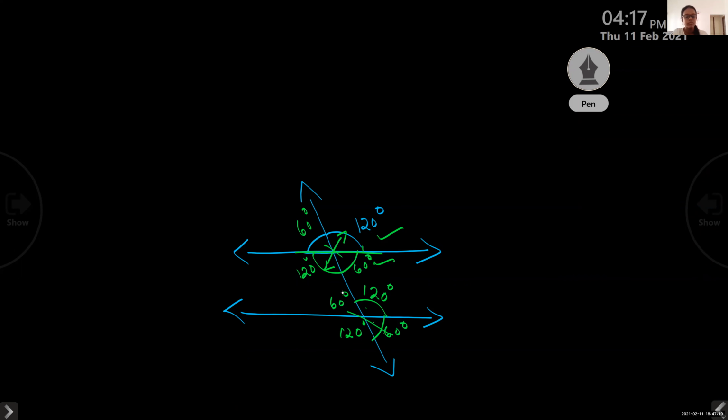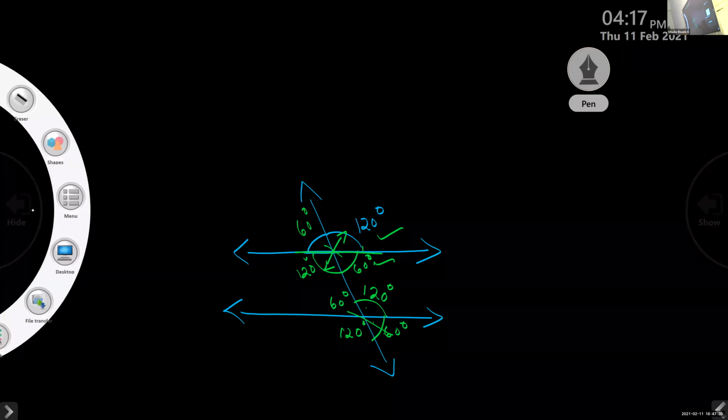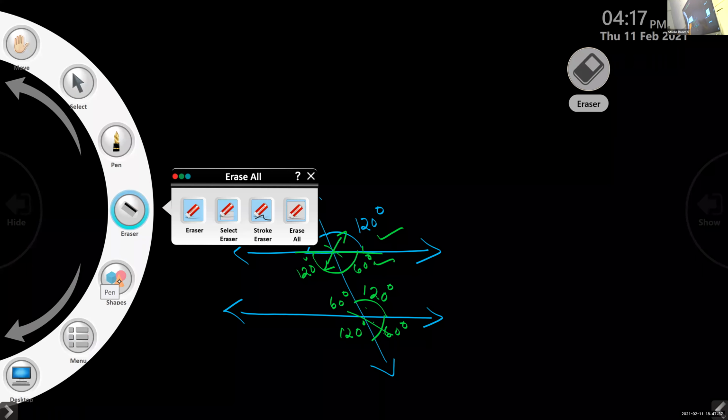If two parallel lines are cut by a transversal and any one angle is given, it is easy to find out all the other angles. So study well. Clear, children? These are the important things to study in this chapter.